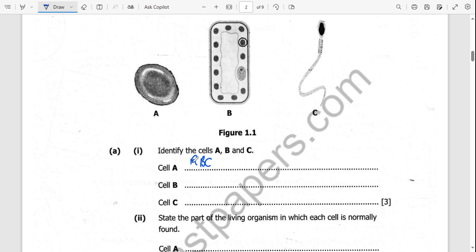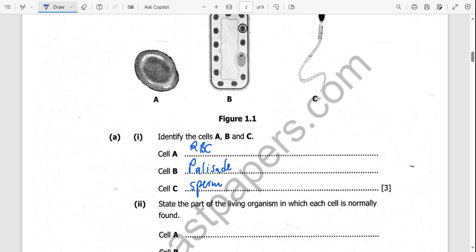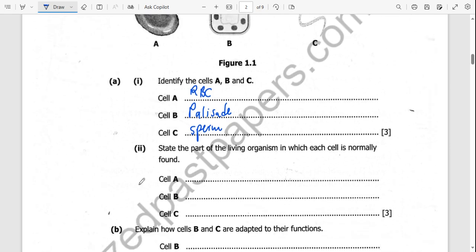How about B? If you just see a cell that is elongated going up, that is a palisade cell. And then C, that is a sperm cell. State the part of a living organism in which each cell is normally found. Where is the red blood cell found? The part of the living organism that is in blood.